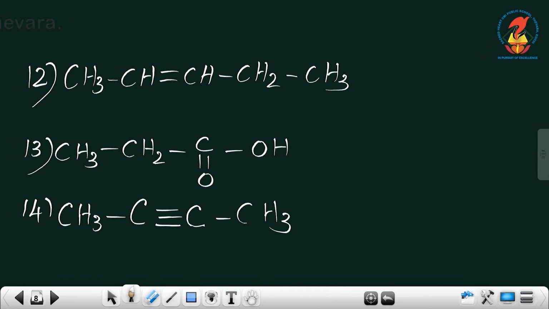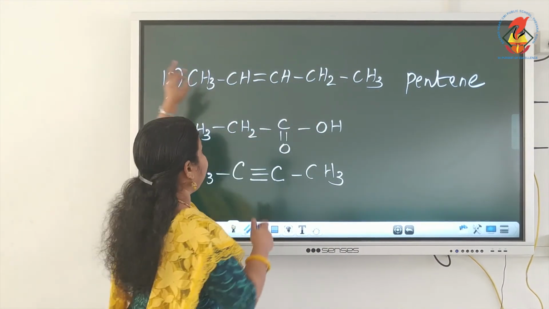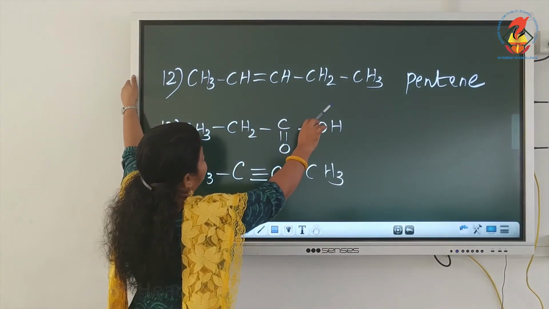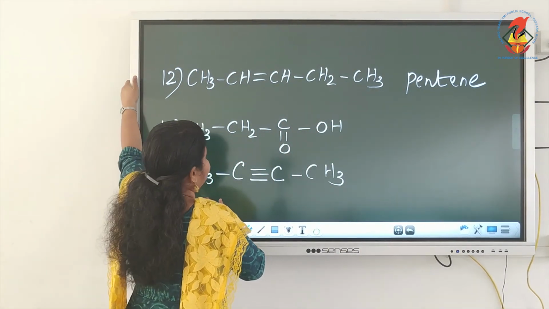Now question number 12. Look at the number of carbon atoms. 5 carbons are there, so pent. Now what is the nature of the bond here? There is one double bond, so we write it as ene. Is there any other functional group? No, there is no other functional group. So the name of the compound is pentene.